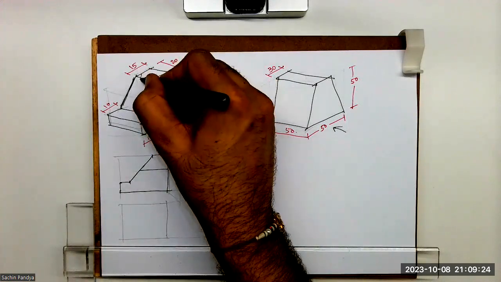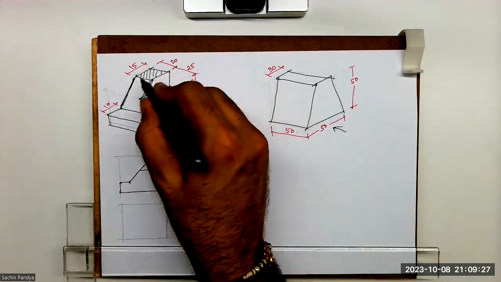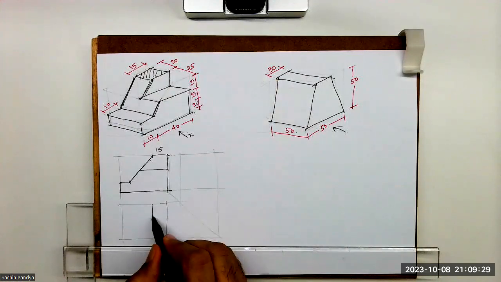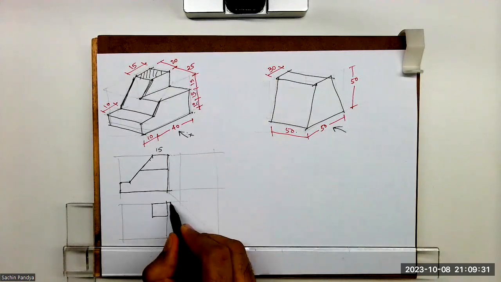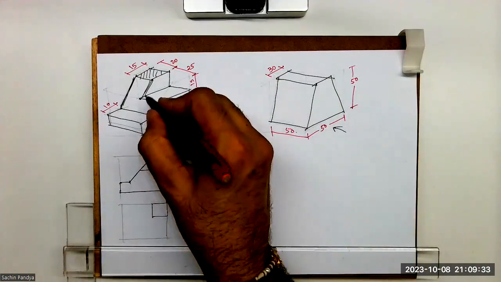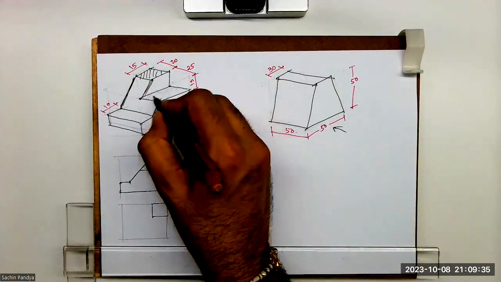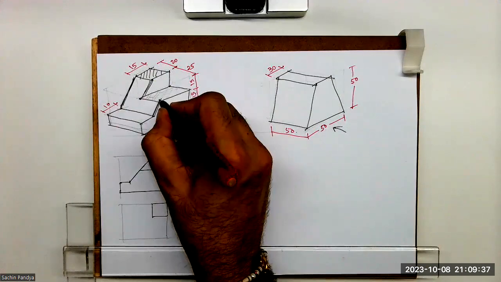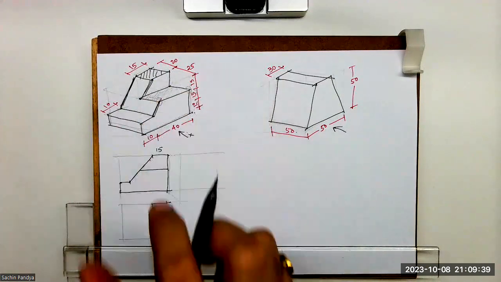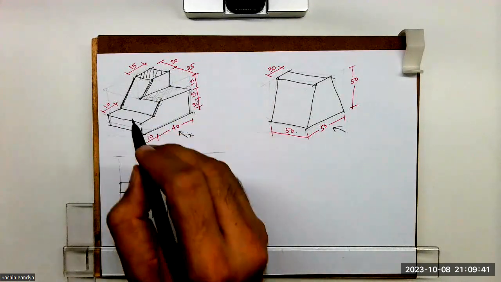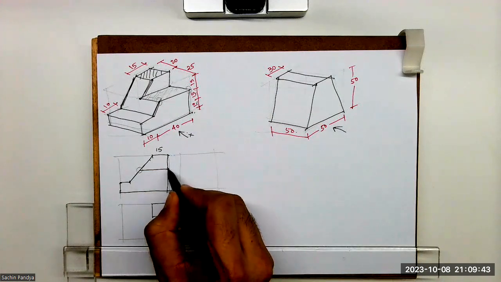Now, when you want to draw top view, you'll see this part, right? This is 15 by 20. So that we can draw very conveniently. But what about this part? This part you won't be able to see because this length is not mentioned. How will you get this length? So this length you will get it from front view.